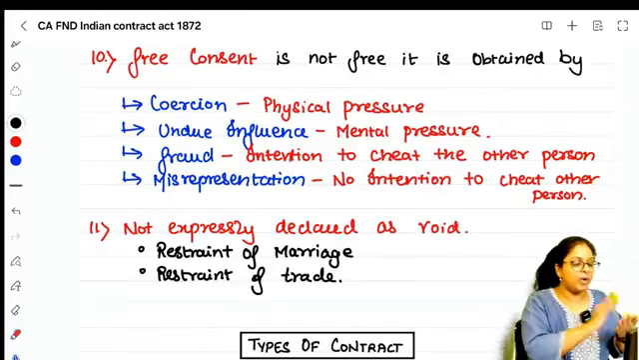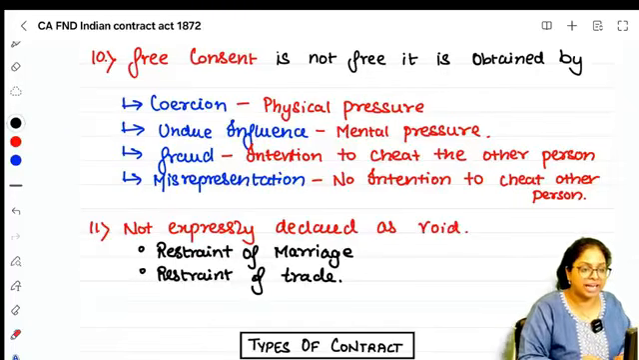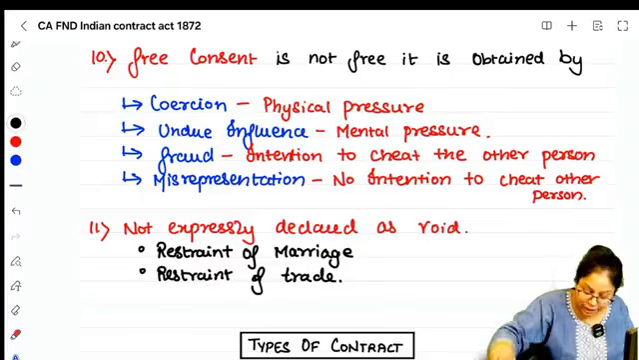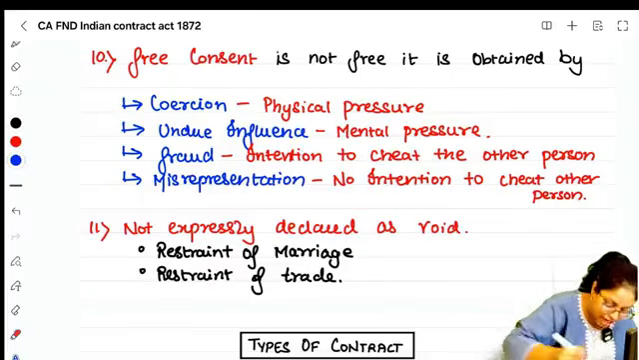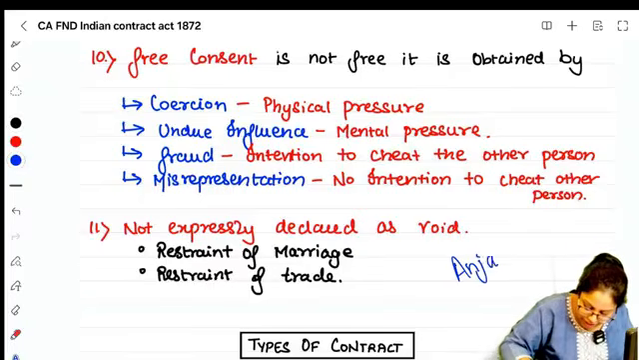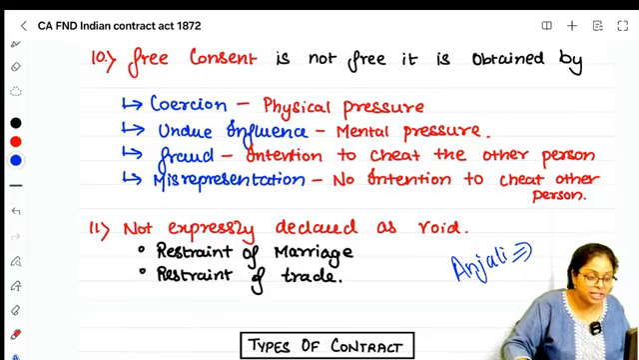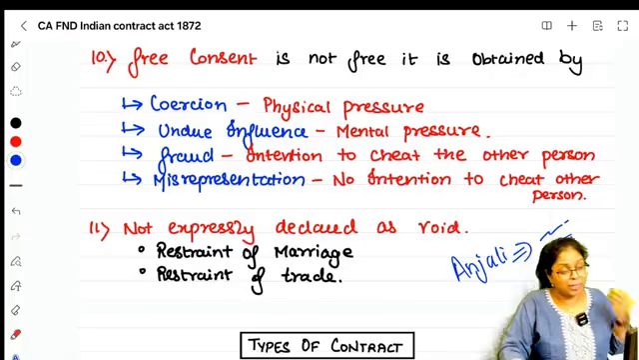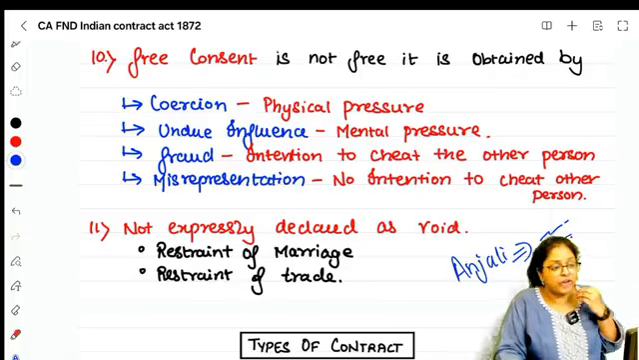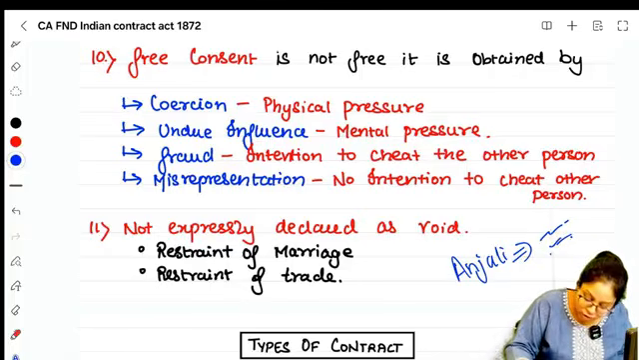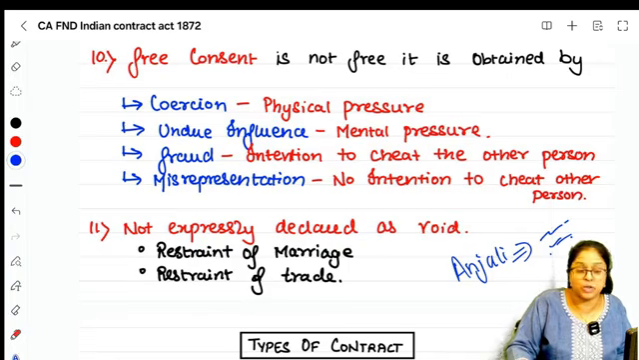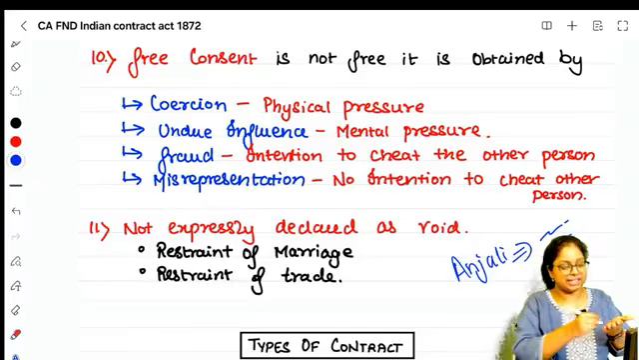The 11th essential means what kind of contracts are not expressly declared as void. That means if you enter into a contract of restraint of marriage, say Rahul is entering into a contract with Anjali, saying Anjali, you are never supposed to get married. If you're not mine, you'll not be anybody else. So now let's say Anjali signs it.